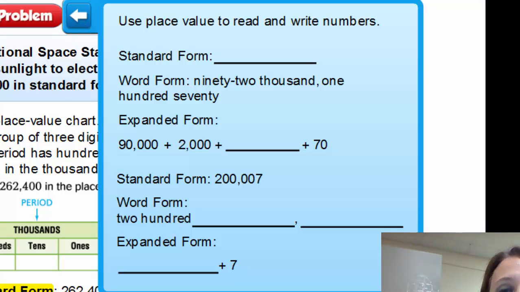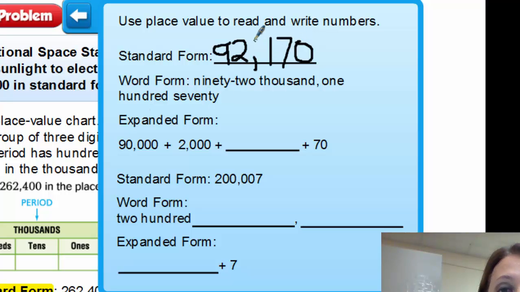Use place value to read and write numbers. Standard form. Here's the word form. You tell me what to write. Ninety-two thousand, 170. So what do I write? I write 92 because it says 92. Easy cheesy peasy. Now when it says thousand, what does that mean? Yeah, I put the comma. That's the end of the thousands period. Then I write 170. That wasn't hard, was it?